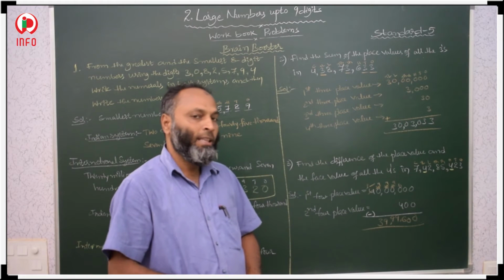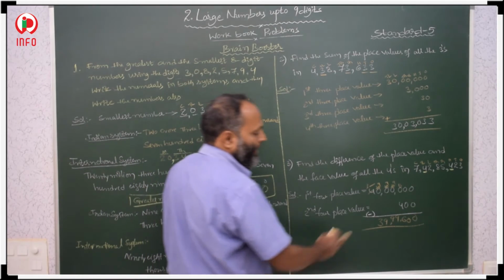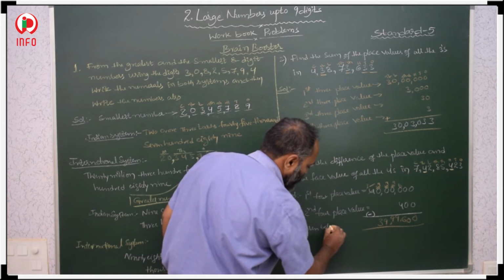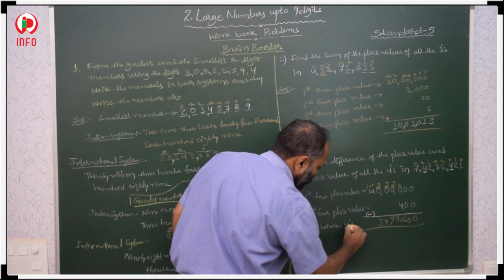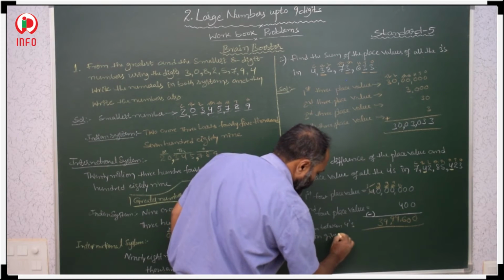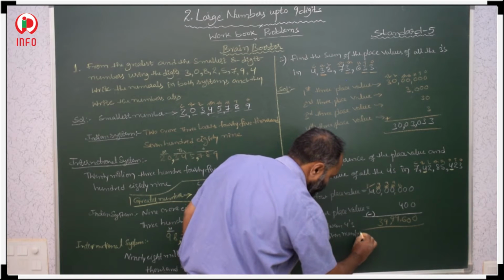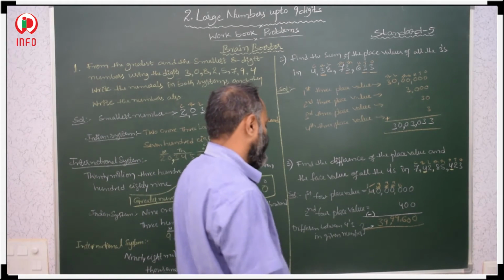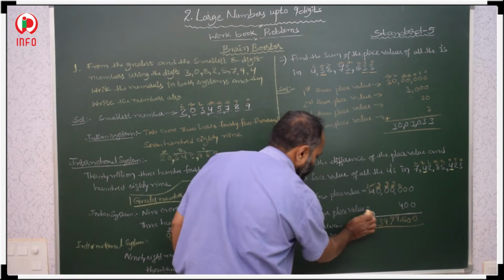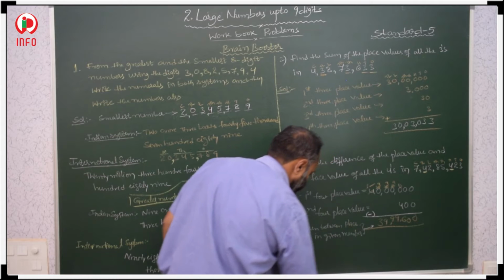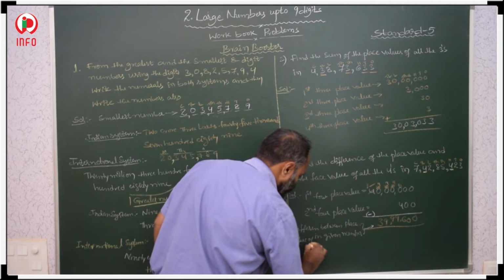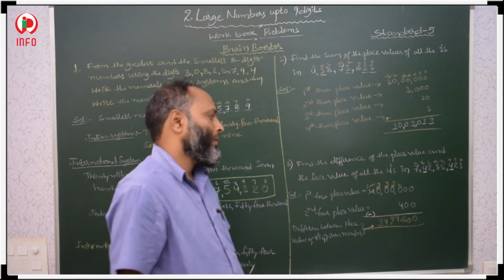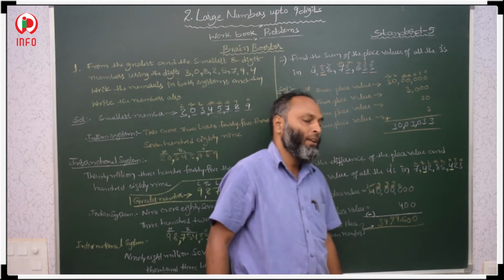39 lakhs 99,600. This is the difference between the place values of fours in the given number.